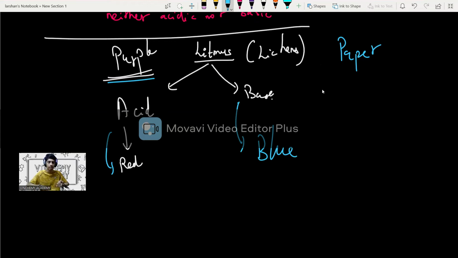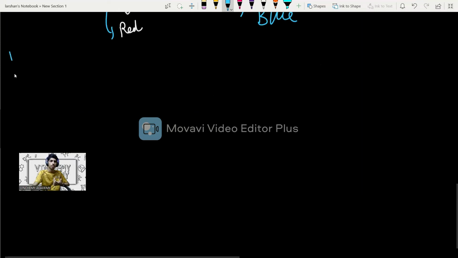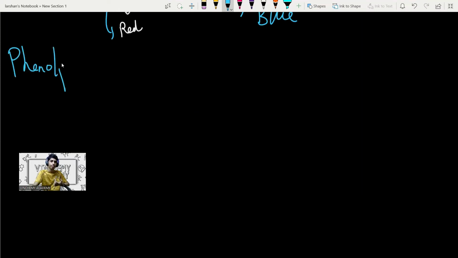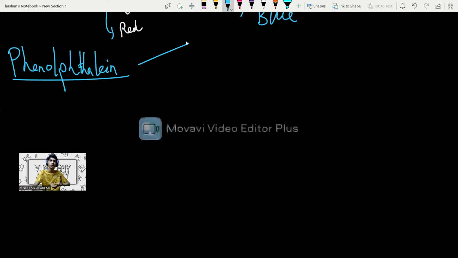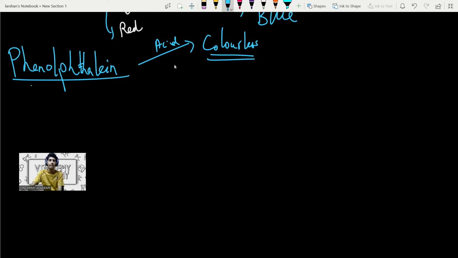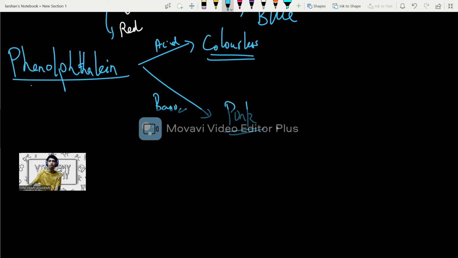So far we have studied the three main indicators: turmeric, China rose, and litmus. There's also one more indicator mentioned in your textbook, called phenolphthalein. This is also a very important indicator. Phenolphthalein stays colorless in acid solution, and in a basic solution, it changes into a pale pink color.